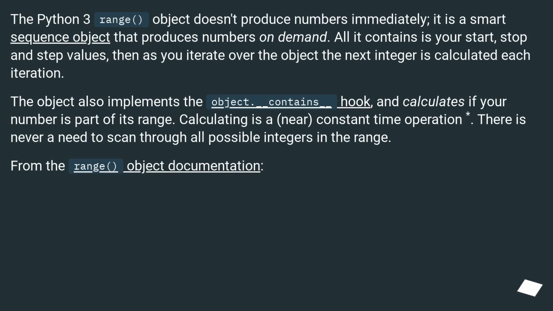The Python 3 range object doesn't produce numbers immediately. It is a smart sequence object that produces numbers on demand. All it contains is your start, stop and step values. Then as you iterate over the object, the next integer is calculated each iteration.